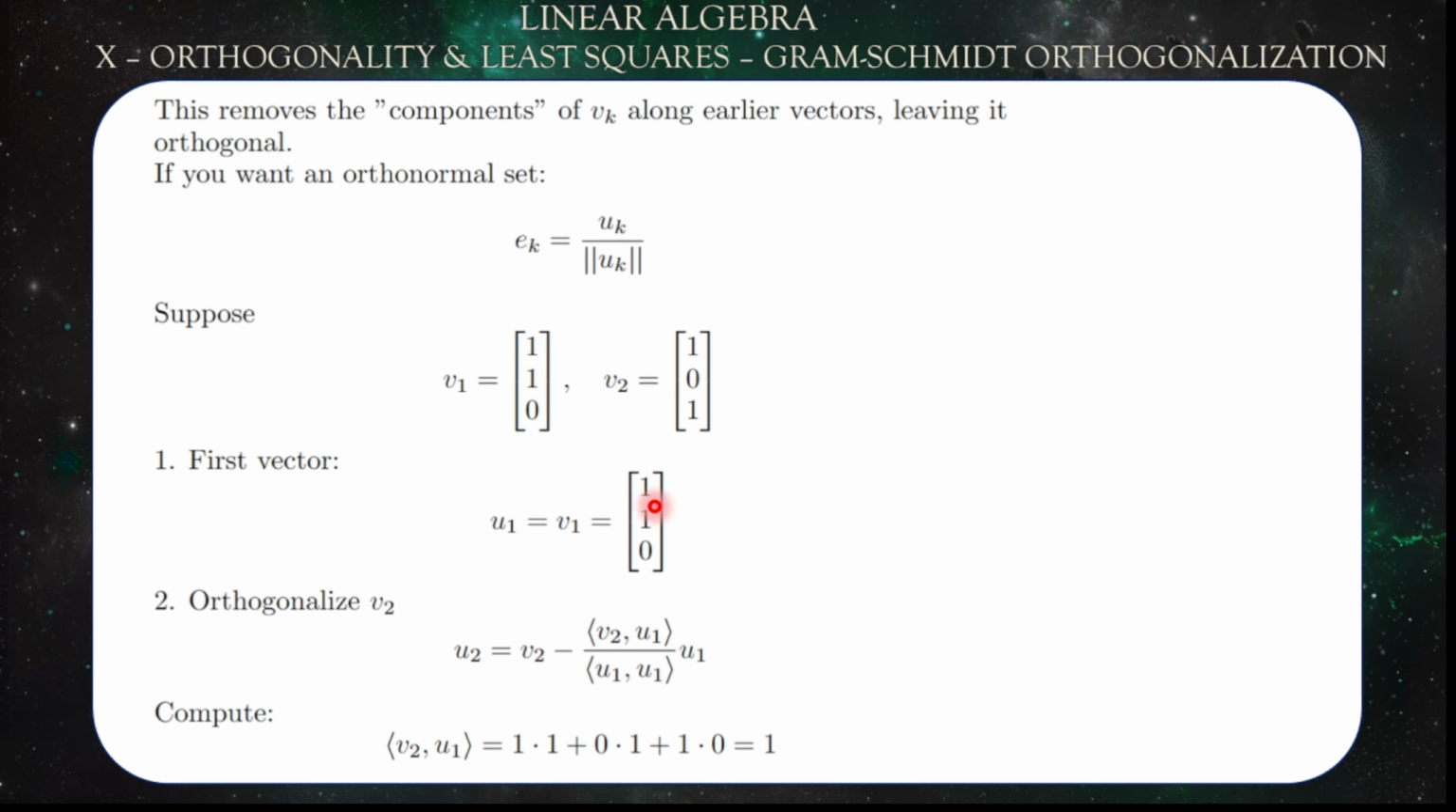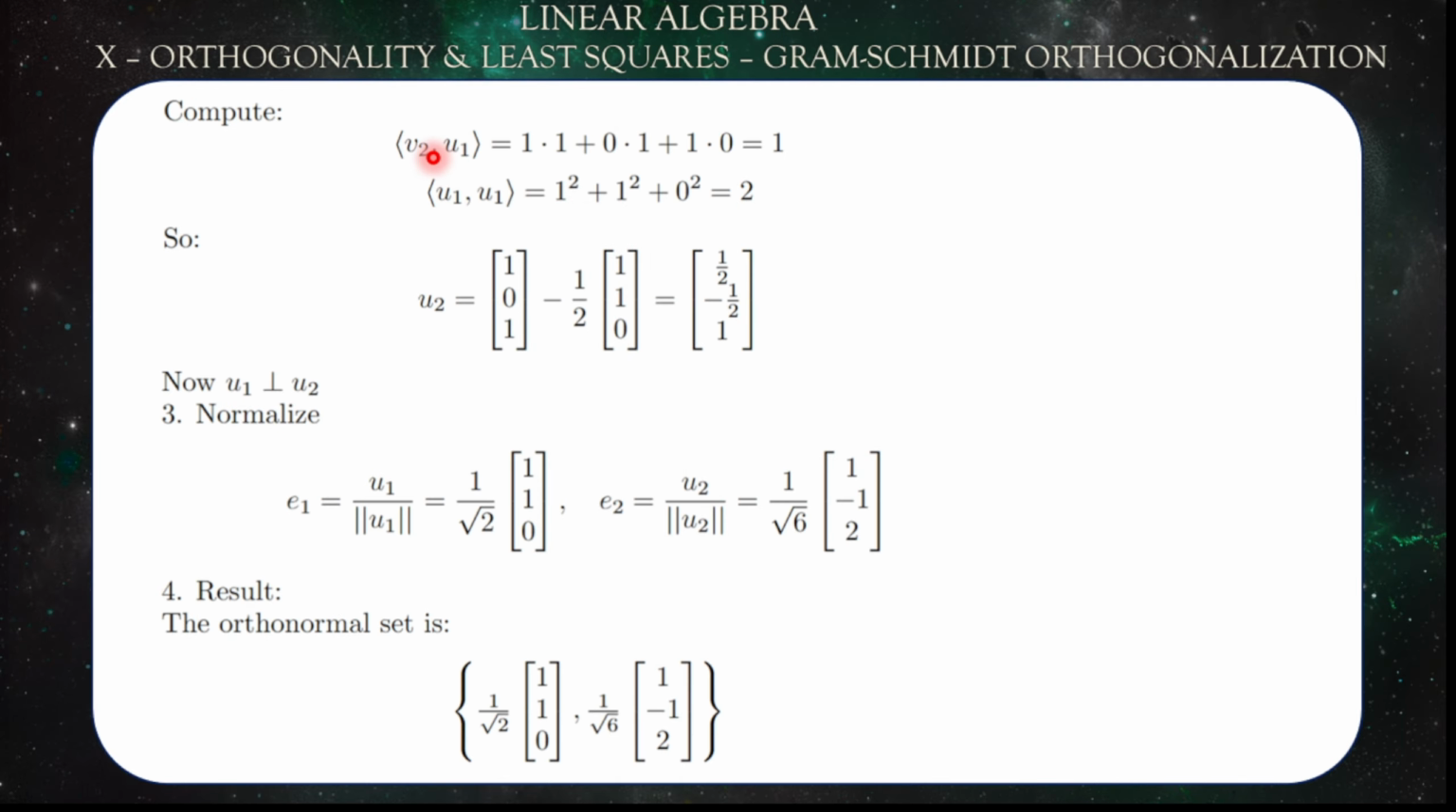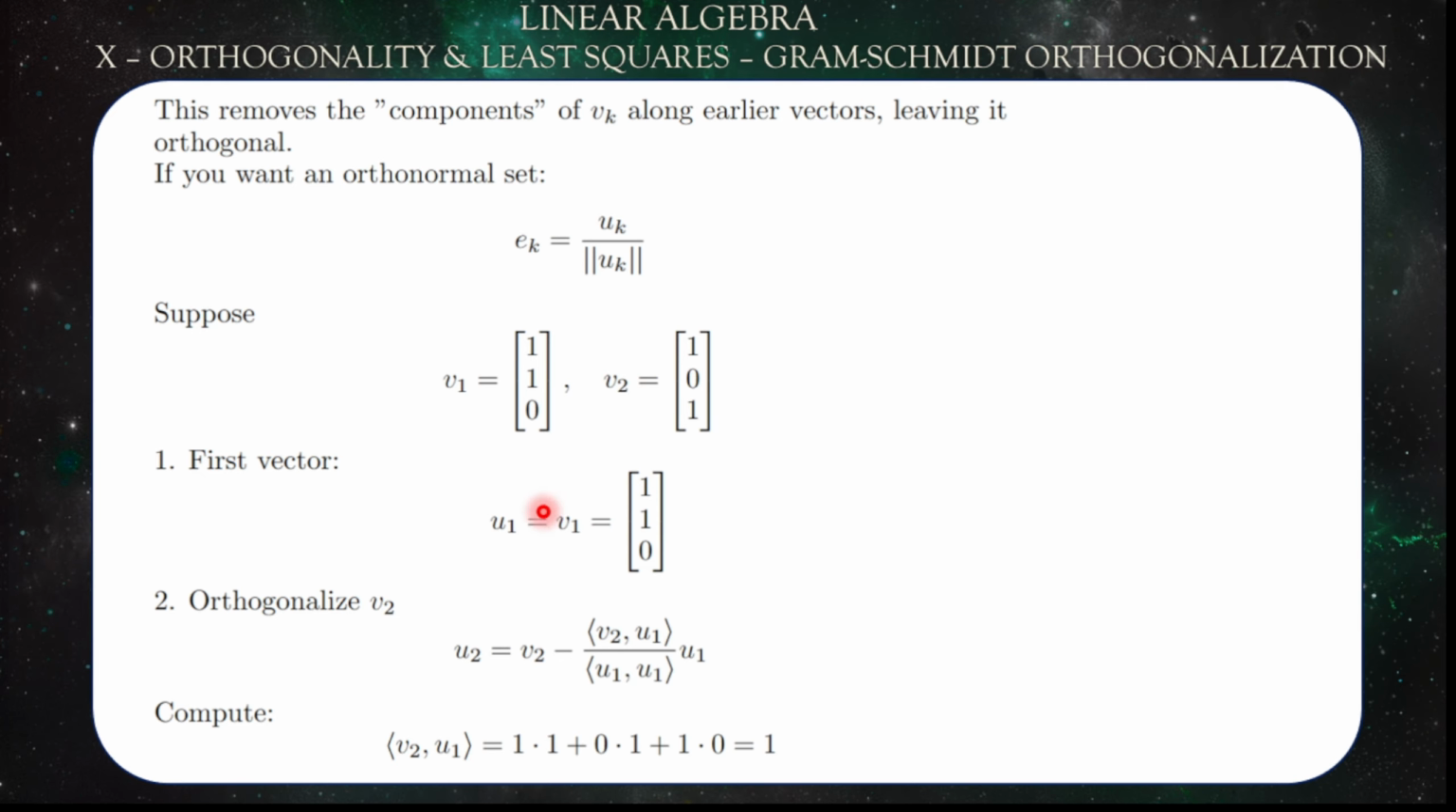Okay, 1 times 1, then 0 times 1, then 1 times 0, which is 1. This is v1, v2. Okay. Yeah, it's all a little bit confusing. So you continue: v1, v2, then v2, u1. Okay, what is u? That is v2, 101, times u1, which is 110.